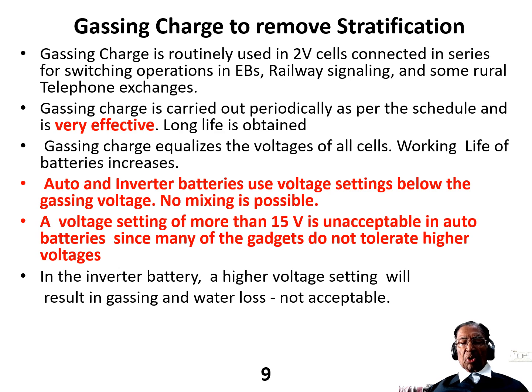Now, gassing charge equalizes the voltage of all the cells. Working life of the battery increases. Auto and inverter batteries use voltage settings below the gassing voltage. 14.4 is the maximum. This is below the gassing voltage, so no mixing is possible. And some equipment cannot accept a voltage setting of 15.4 volts; 15 volts is unacceptable in a car battery, since many of the gadgets cannot tolerate voltages as high as 15 volts. In the inverter battery, a higher voltage setting will result in gassing and water loss. In domestic use, it is not acceptable because water loss cannot be expected to be topped up on some periodicity.